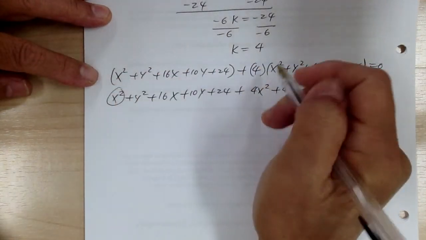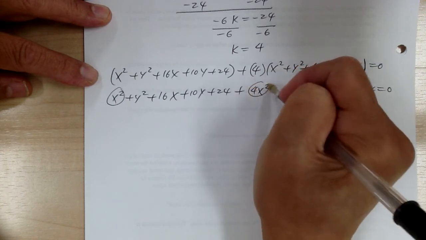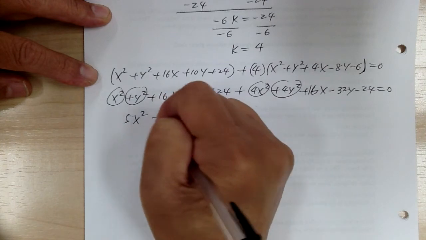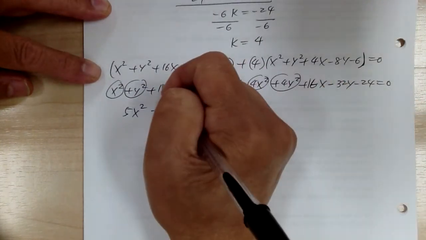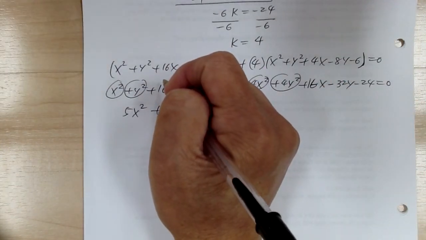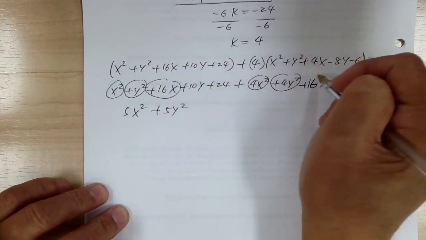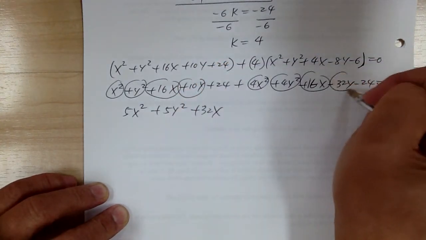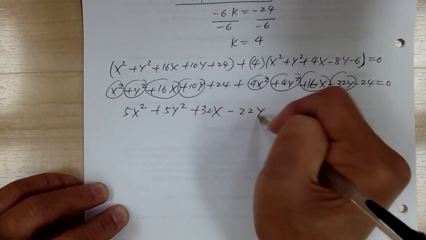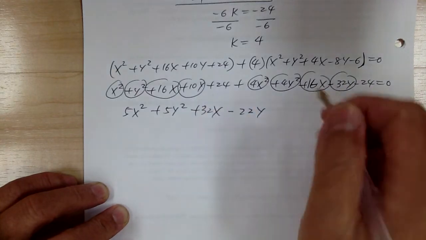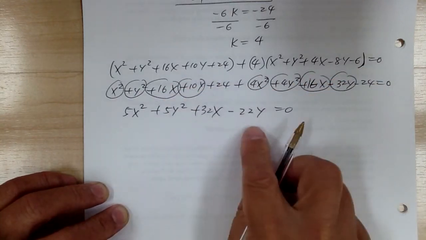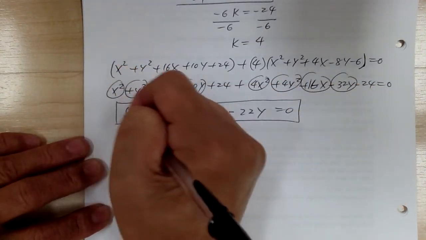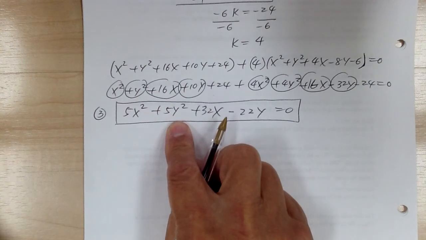Collect your terms. Okay, so this will give me 5x squared. This one and this one will give me 5y squared. And this one will give me plus 32x. This one and this one will give me minus 22y. And this will cancel out, and you cannot simplify, so that's it. So this will be your circle number 3.